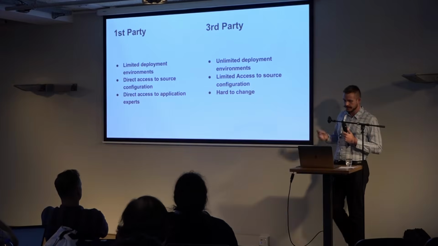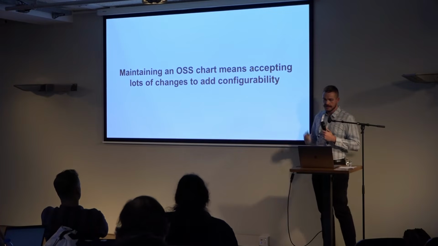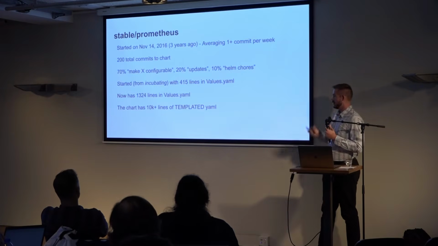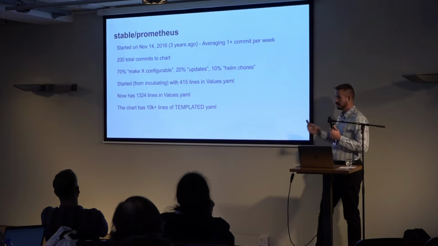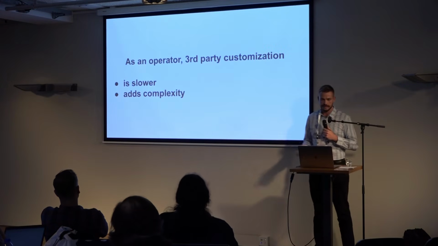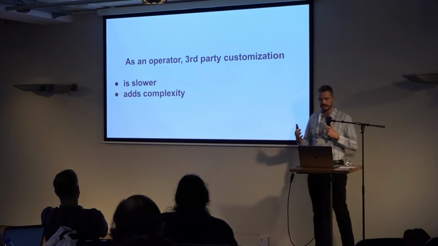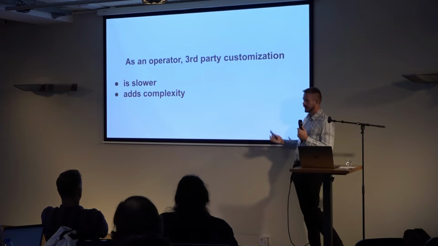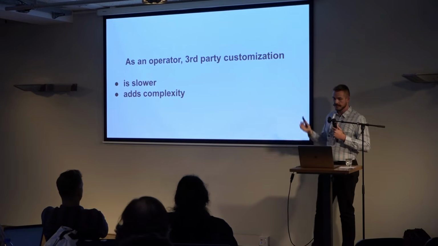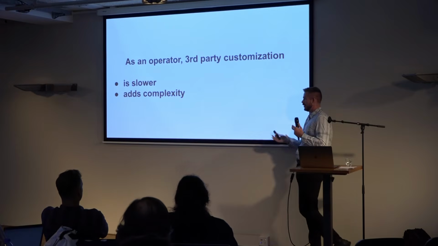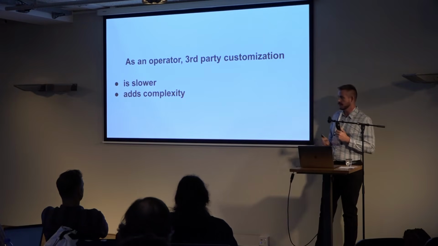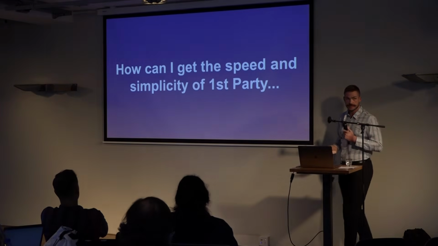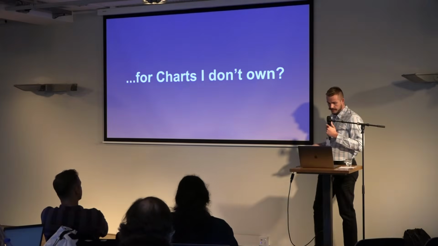We'll get a little bit deeper into this, but the consequence of this, and we talked about this a lot yesterday, was maintaining an OSS chart means accepting a lot of changes to add configurability. So you look at the Prometheus chart, 70% of the commits are make this one field configurable. And so as an operator, customizing a third party chart, it's slow. You've got to go through a process because it's not your code, and it adds complexity. 1,000 lines of values YAML means everyone needs to learn this before they can install it. And most of the time the defaults are good, but even when you do want to change something, you've got to grok the whole thing. So how can I get the speed and simplicity of first party for charts I don't own?